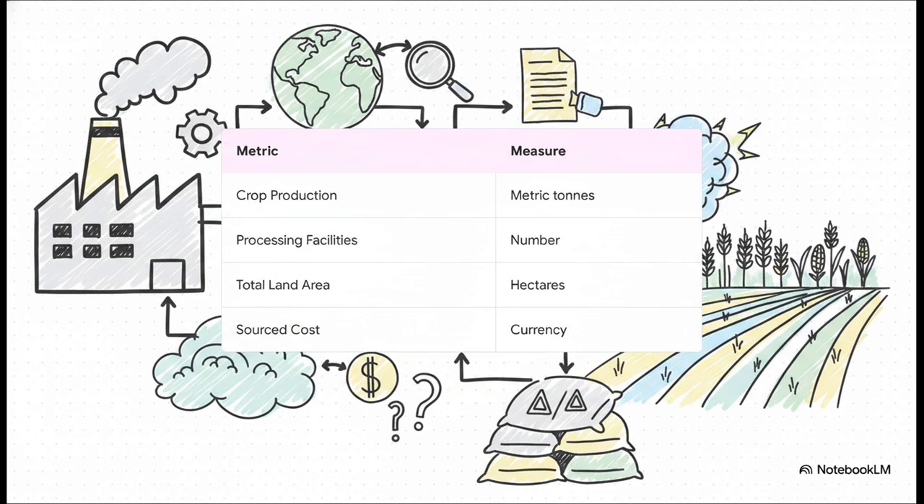They track production by principal crop in metric tons, they tally up the sheer number of processing facilities they run, and they measure the total land area under active production in hectares. And maybe most importantly, they have to account for the massive costs of externally sourced agricultural commodities, because whatever you buy from the outside brings a whole host of risks right to your front door.